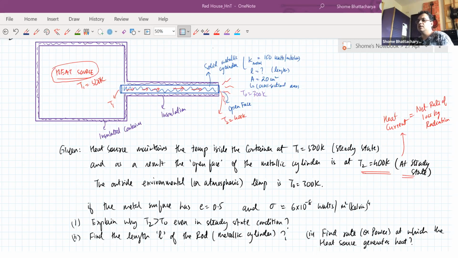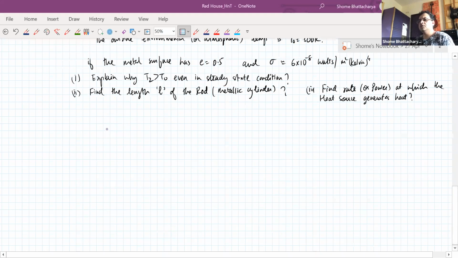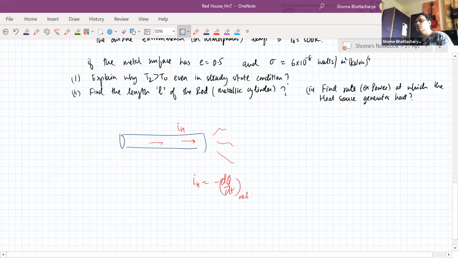Okay, so anybody worked out the answer? So basically, see, what should happen is that for the rod or the metallic cylinder, this rate of heat current which is coming in should be equal to this net rate of heat loss. So this heat current should be equal to the net rate of heat loss due to radiation.